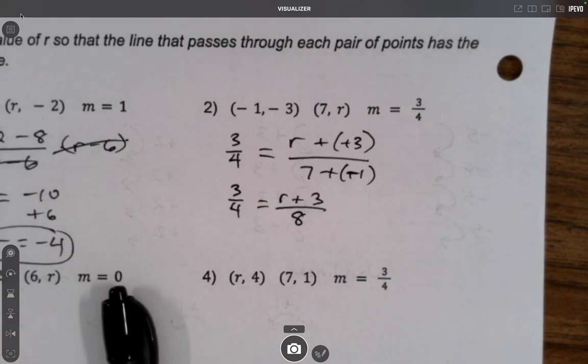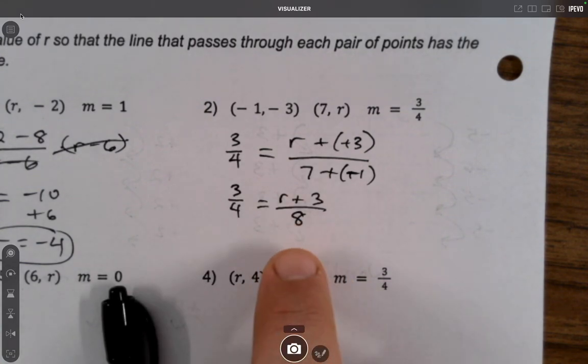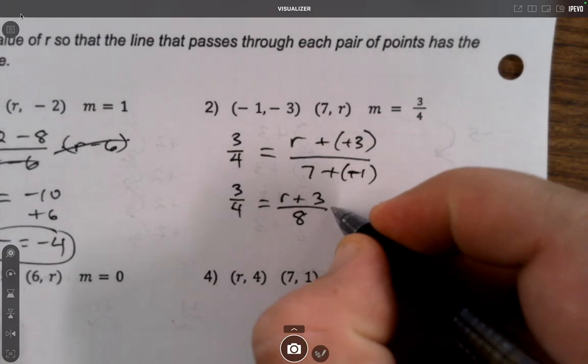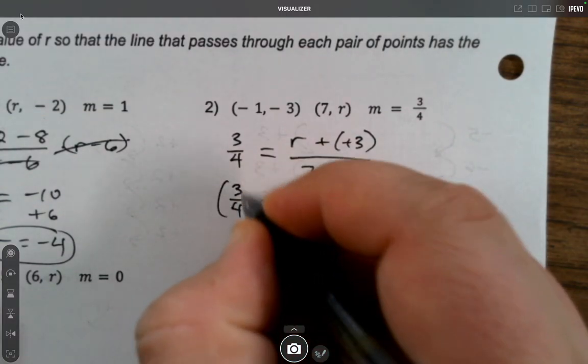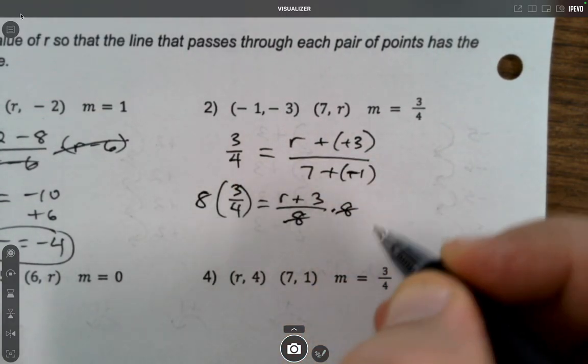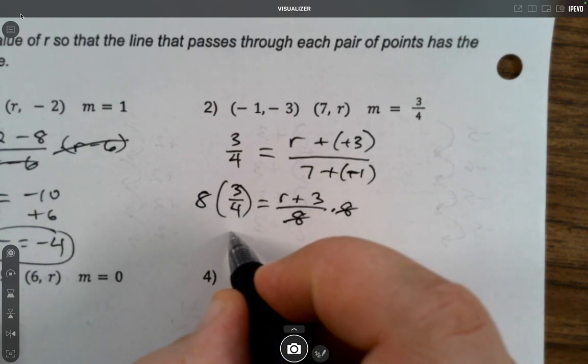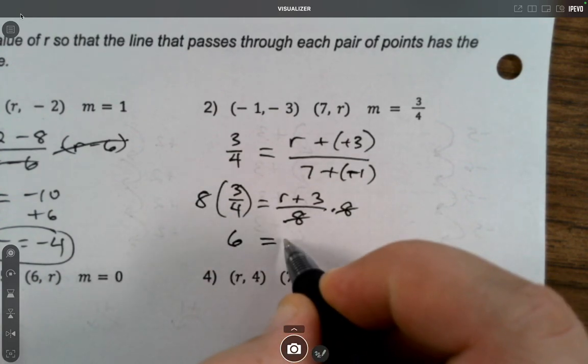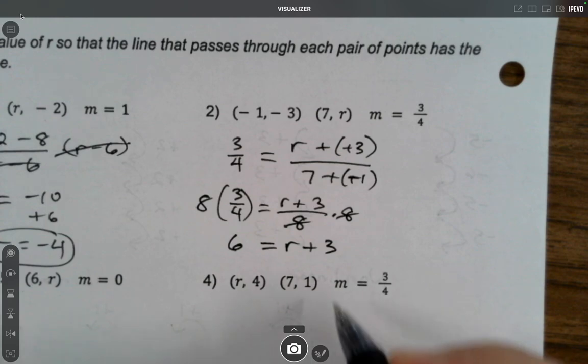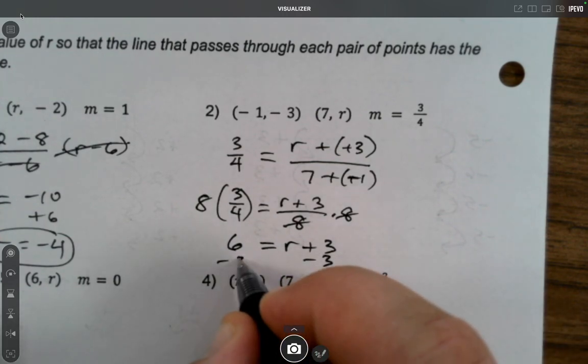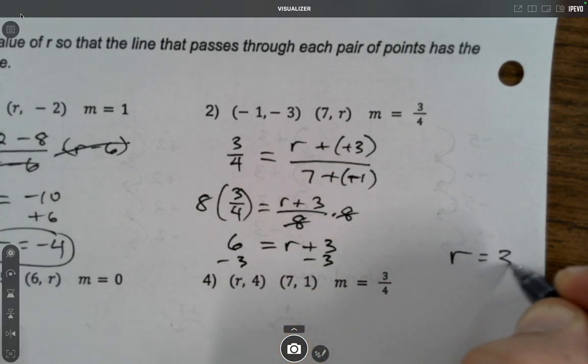So what's different though about this one from the first two we've done is we've got a fraction equal to a fraction. Now there's more than one way you can approach this. You could just multiply both sides by 8. In fact, I'll show it both ways. You could just multiply both sides by 8 because you're trying to get r by itself. 8 times 3/4 is 6. We have r plus 3 left. So we just subtract 3 from both sides and get r equals 3.